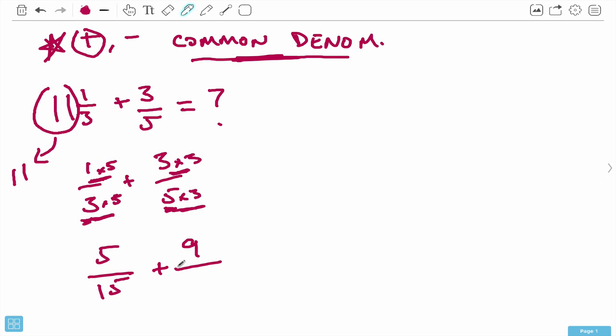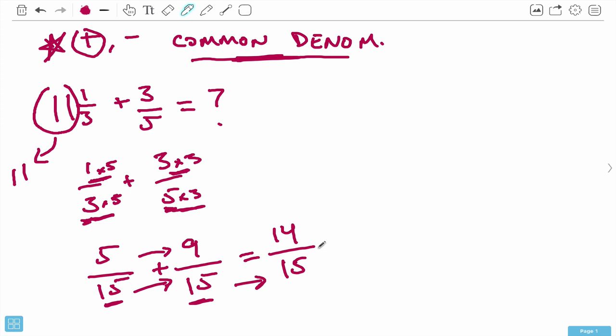So now we have our common denominator. Now we can add this fraction. So 9 and 5, if we just add across, is 14 over 15. We keep the same denominator. Remember, we did that work already to get a common denominator. So 1/3 plus 3/5 is the same as 14 over 15.